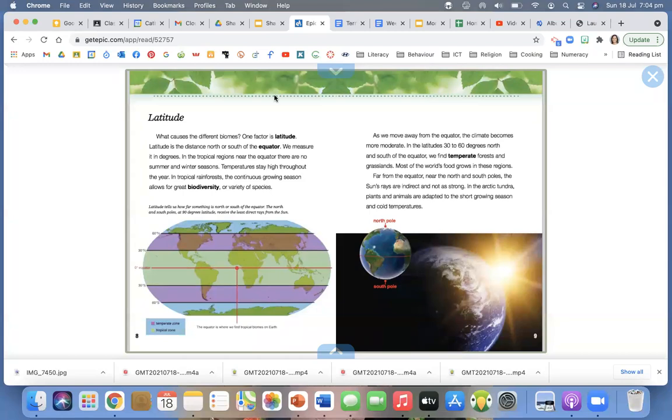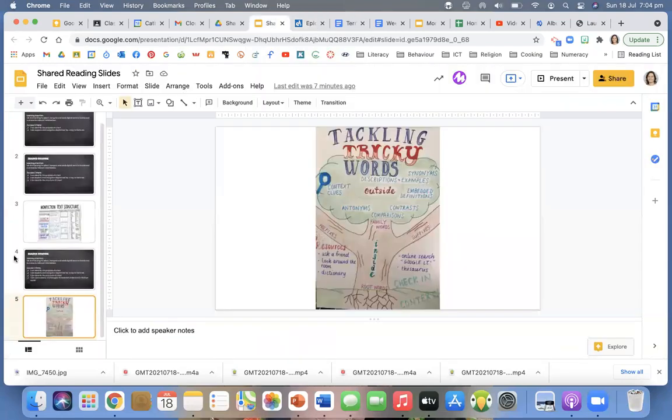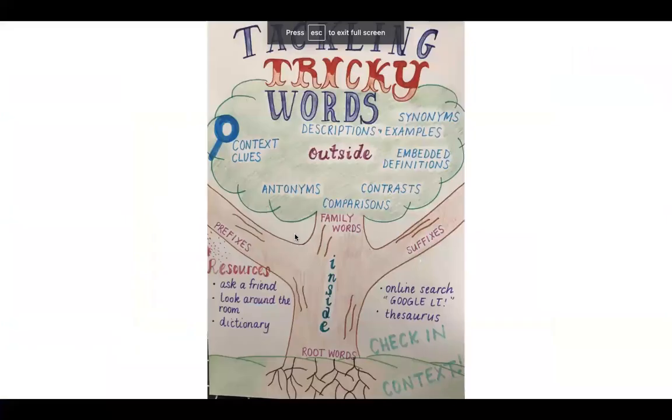Biodiversity. I'm not really sure what that word is. I'm going to go back to my anchor chart. I'm going to think biodiversity. I was thinking about an outside the word strategy, but there was nothing really there that was going to help me. But I know it is to do with biomes. So I'm going to jump into that inside the word strategy.